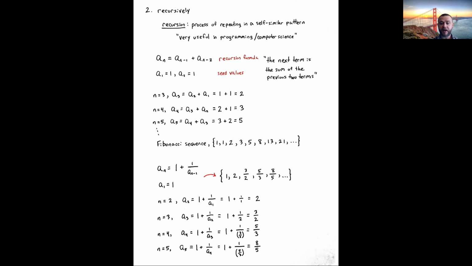And if we write all the terms together, we get our sequence defined recursively: 1, 2, 3 halves, 5/3, and 8/5, and so on.